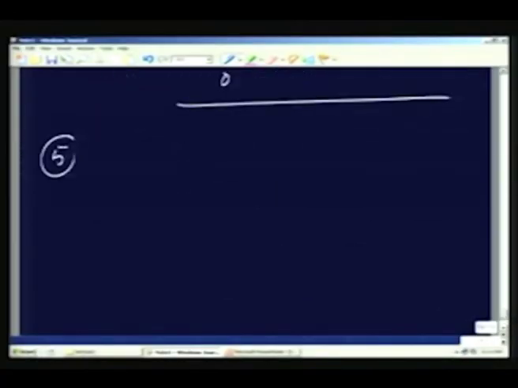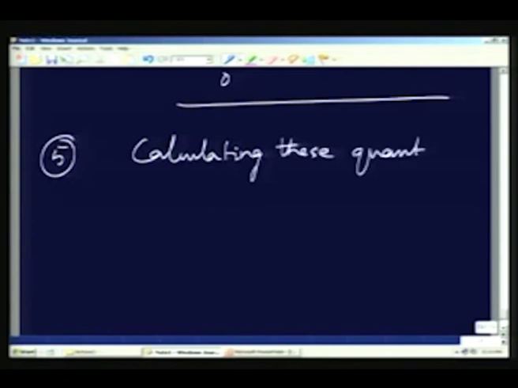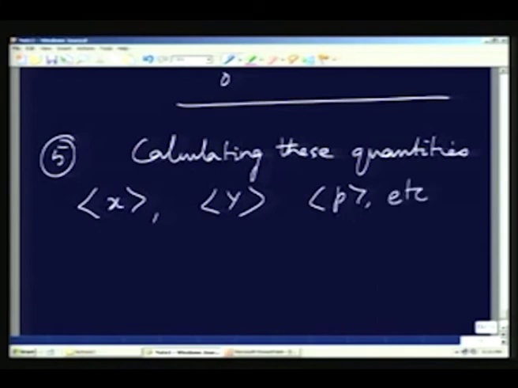The fifth problem is calculating these quantities for the particle in a 2-dimensional box. These quantities like the average value of the position x, the average value of the position y, the average value for the momentum, etc., for the particle in a 2D box.